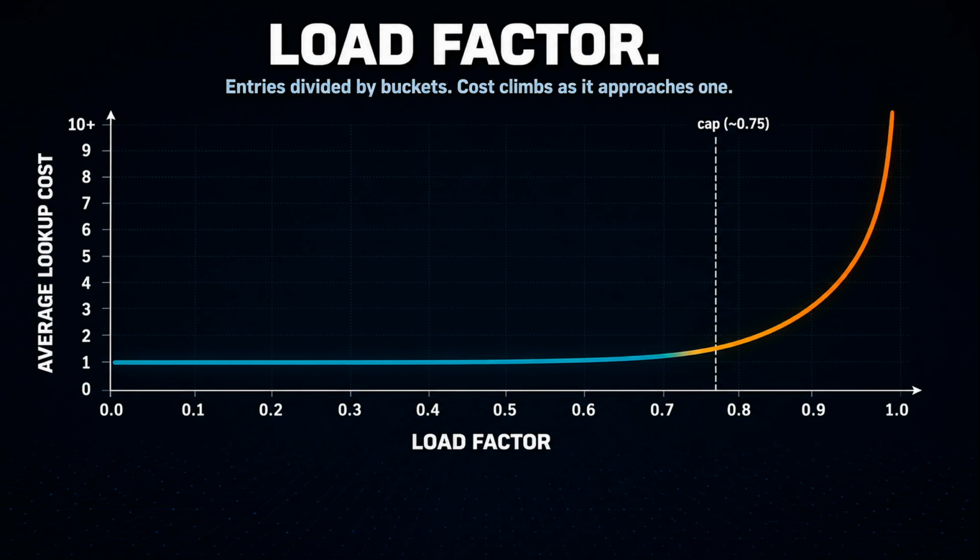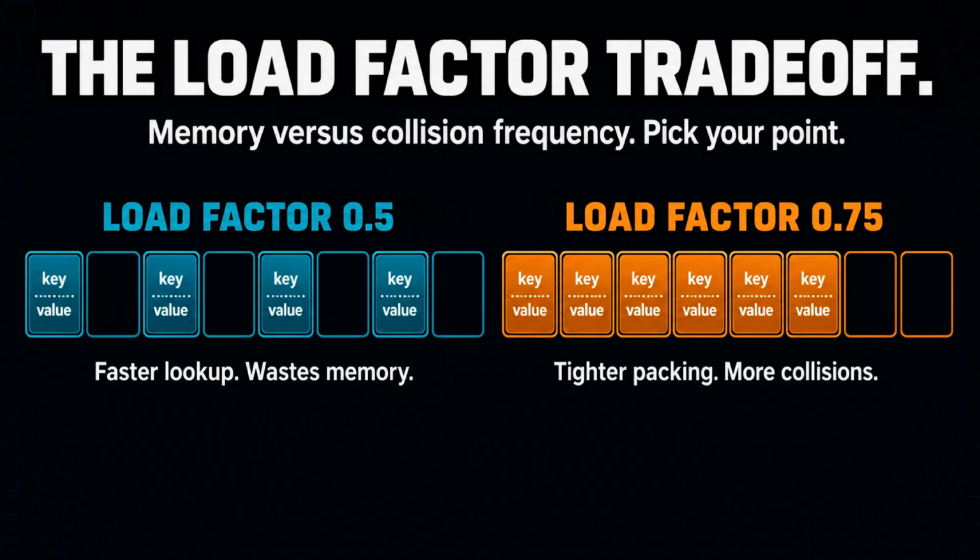Exactly. Real implementations enforce a load factor cap and grow the table well before it gets too full. The cap they pick is a trade-off between memory and lookup speed. A lower cap, around 0.5, gives faster average lookup, but wastes more memory on empty buckets. A higher cap, around 0.75, packs the table tighter at the cost of more frequent collisions. The choice depends on what the runtime is optimizing for.